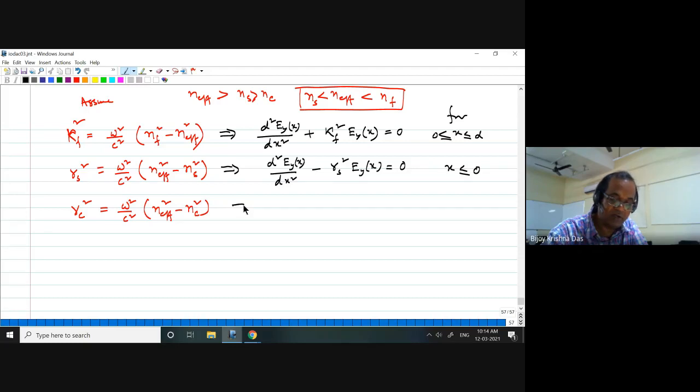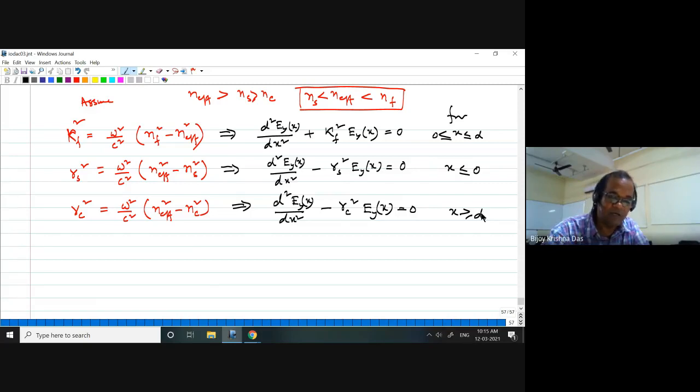So in that case, what I will be getting here in region 3 is d2 Uy(x) by dx2 minus gamma c square Uy(x) equal to 0. That is for x greater than or equal to d.